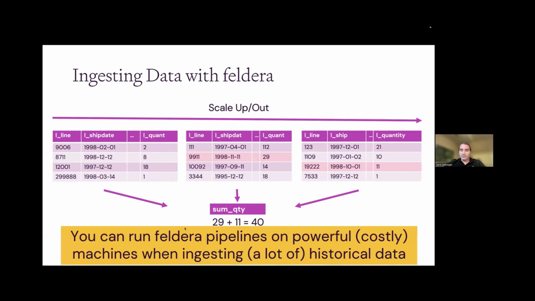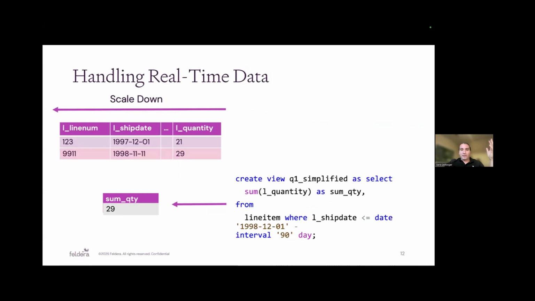And you also need a powerful machine or many machines, because you're now ingesting a lot of historical data, right? You're trying to catch up with all the data you've stored in the past. And you can do that, and this might be expensive to run, but it only runs for maybe a few hours or a day. And afterwards, you can scale down your Feldera instance to a smaller machine, and still have the same answer that you computed on the whole data set, but now continue with real-time data on a small instance node.